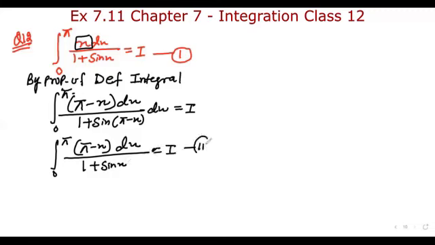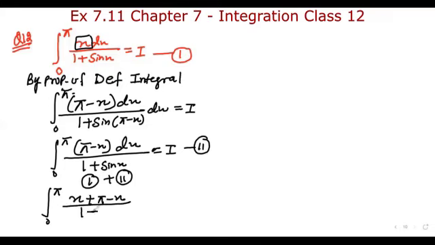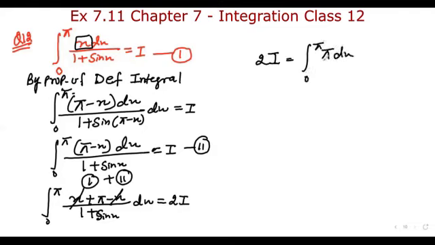Now I add first and second. This is a very important step for this question, and the limit is the same. So if I add x plus pi minus x upon the same denominator, 1 plus sin x, dx is equal to twice I. Now this x and this x will cancel. Our question will simply become 2I is equal to the integral from 0 to pi of pi dx upon 1 plus sin x.